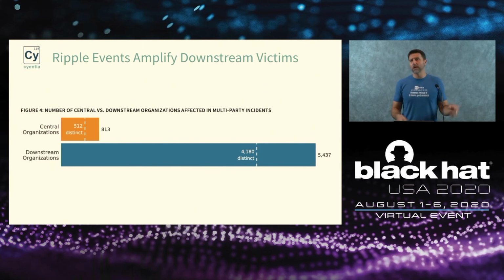But that's not the end of the story. Those main events, the center of the ripples, are increasing, but that's just part of the picture. There's a real iceberg scenario going on here, and we see maybe those central events, but what we don't always see are the downstream impacts of those events. And this shows that in those 813 ripple events, there are almost 5,500 different organizations impacted in secondary or downstream fashion. And understanding that is really the goal of this research, trying to account for those kinds of losses.